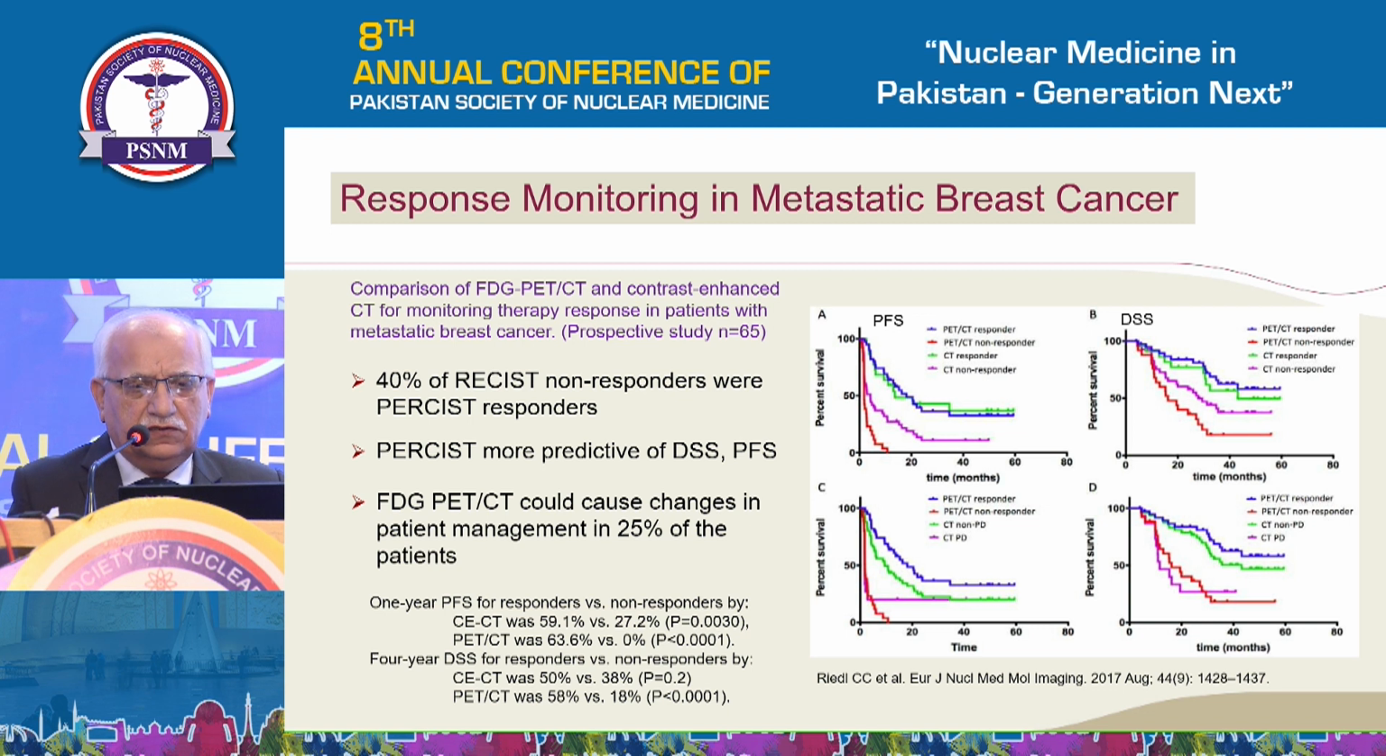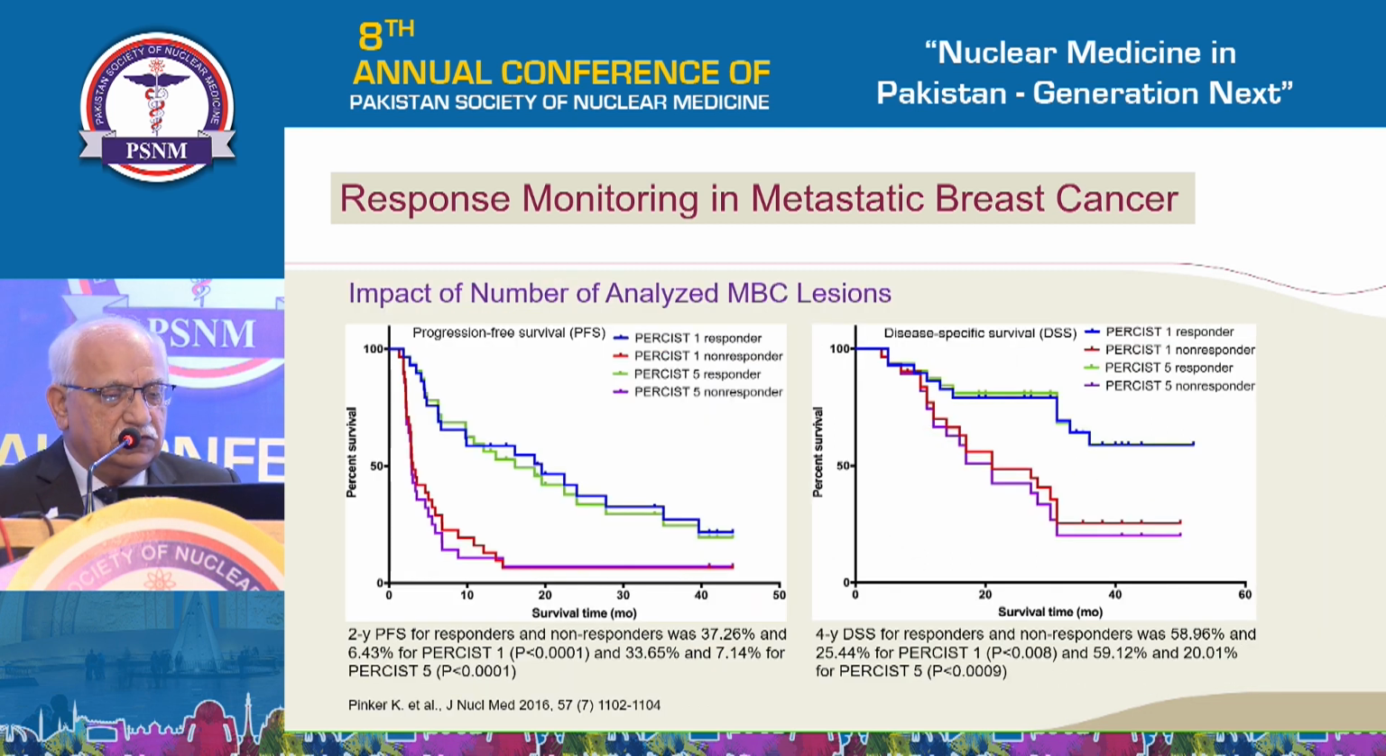There are a few studies on PERCIST available in the literature. This was the first study, a prospective trial from Sloan Kettering, and it shows that 40% of the RECIST non-responders were PERCIST responders. PERCIST was more predictive of disease-specific and progression-free survival, and FDG PET could cause changes in patient management in 25% of the cases in this study. The same group also published the same data a year earlier, and it shows that whether you are assessing a single lesion or 5 lesions, the response evaluation criteria is pertinent.